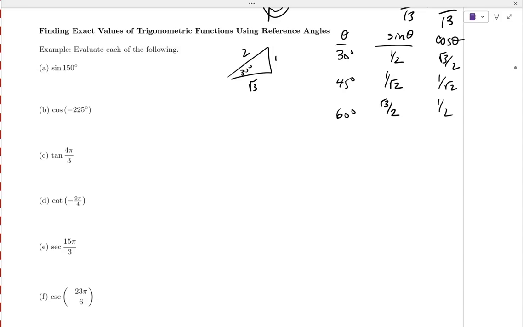So let's look at 150 and see if we can figure out what the reference angle is. And then we'll also draw the triangle. Okay? So let me draw this off over to the side here. What quadrant do you end up in if it's 150 degrees? Second. Good. 150 degrees is over here. What's that make your reference angle here? 30. Right? So here's my reference triangle.